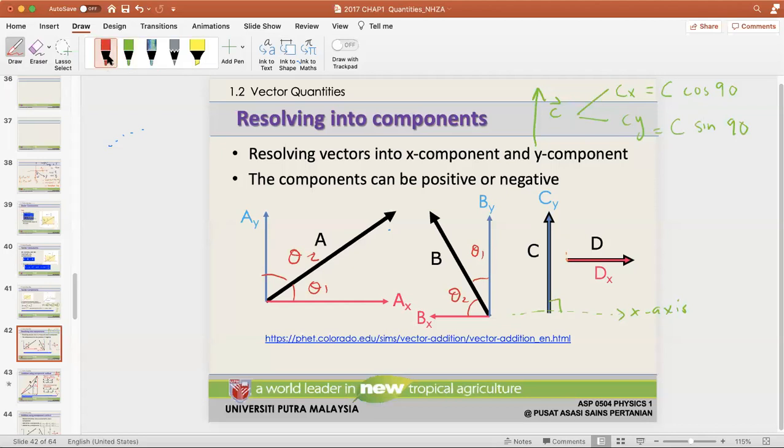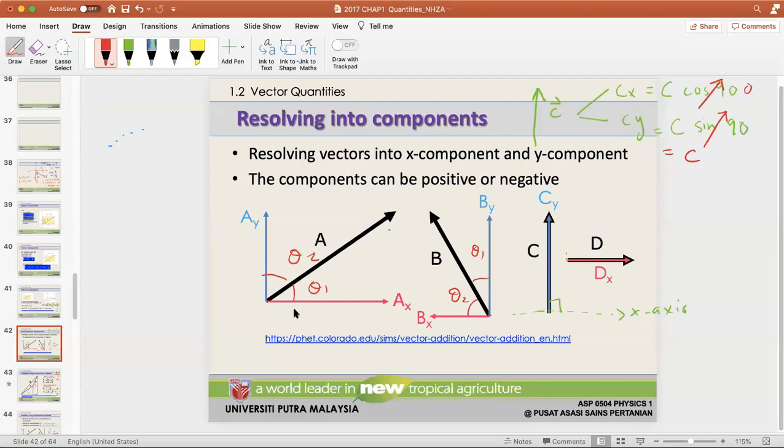What does this give us? Cosine 90 is what? Is it 1 or 0? Cosine 90, 0. Zero. So the x component of vector C is 0. And the y component of vector C is C. So this guy only has a component in the y direction. Does that make sense? Yes. Okay. What about D? Can I ask someone from the list?